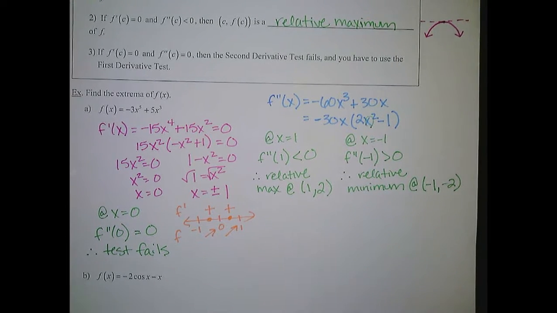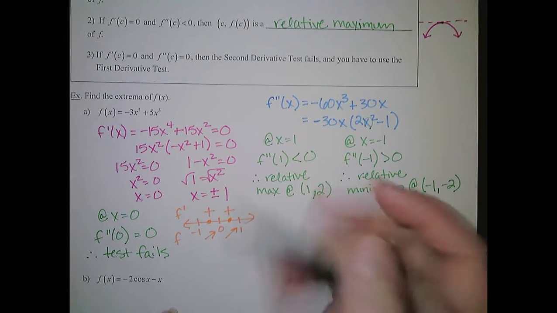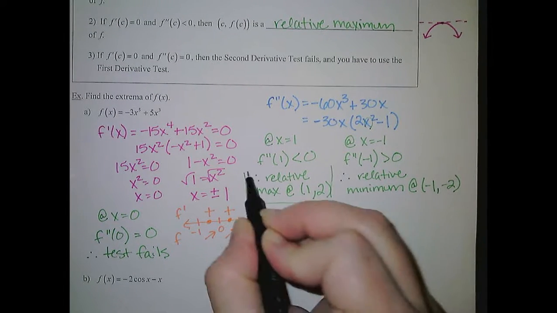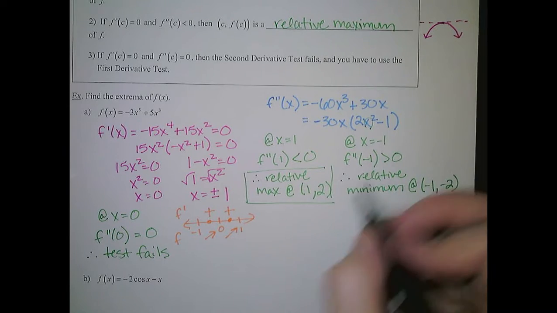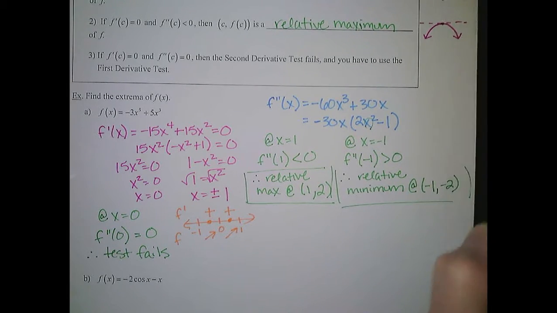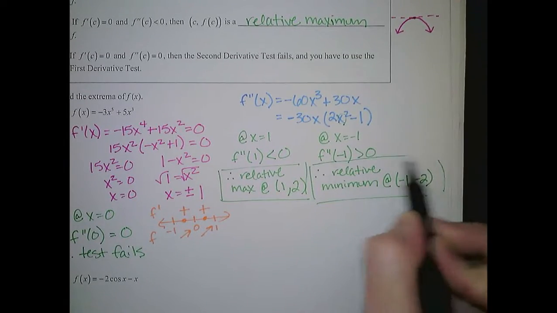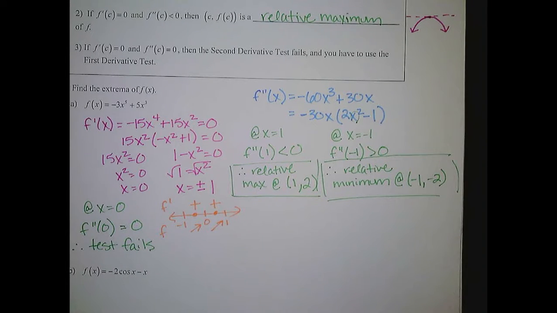So we have a relative maximum at 1, 2. We have a relative minimum at -1, -2. And we don't have a maximum or a minimum at 0 because we don't change from increasing to decreasing or decreasing to increasing.